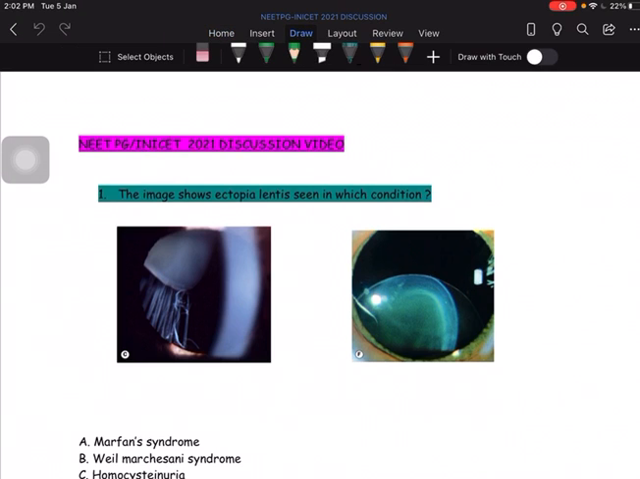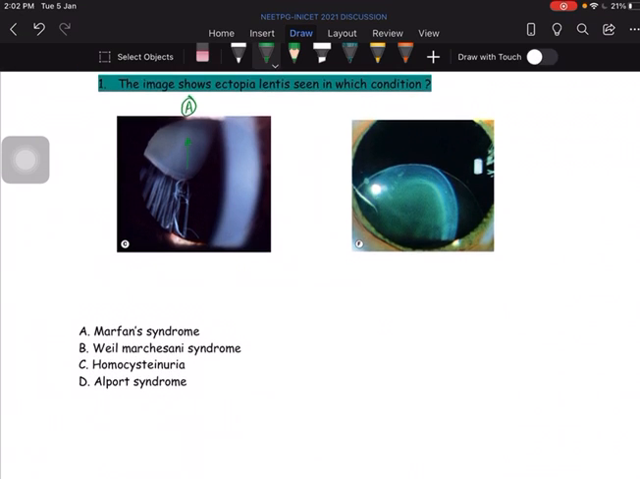So the first question is, the image shows ectopia lentis seen in which condition? So we are discussing this image, the first image. You see that the lens is first of all pushed superiorly. The only condition where you have lens dislocation on the superior side is Marfan syndrome, where you have superior temporal dislocation of lens.